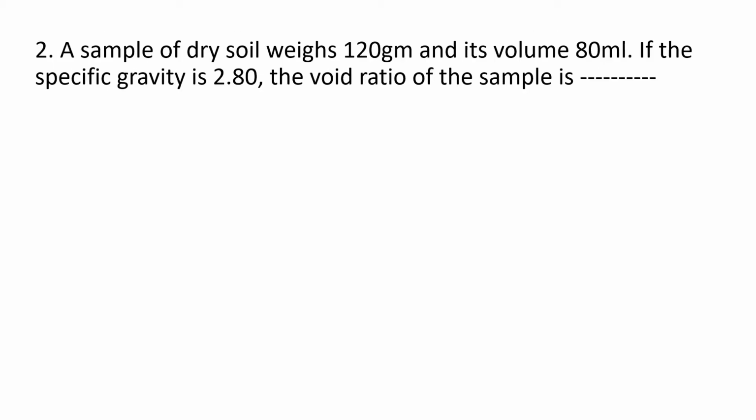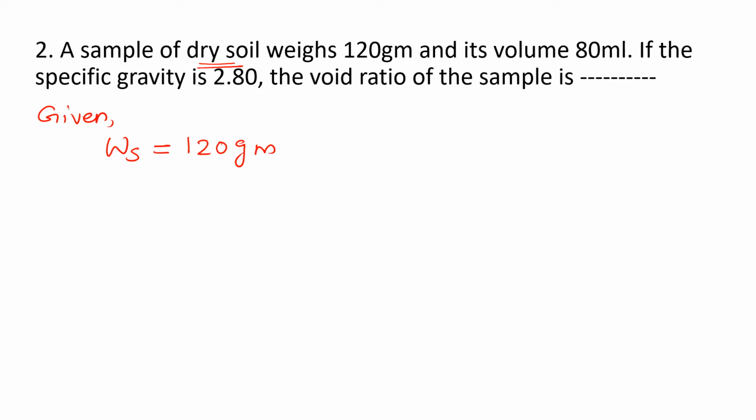Then our next problem. A sample of dry soil weighs 120 gram and its volume is 80 ml. If the specific gravity is 2.80, the void ratio of the sample is? First write down the data. It is given the sample of dry soil weighs 120 gram. It is specified that it is a dry soil. So the given weight is weight of the solids, which is equal to 120 gram.